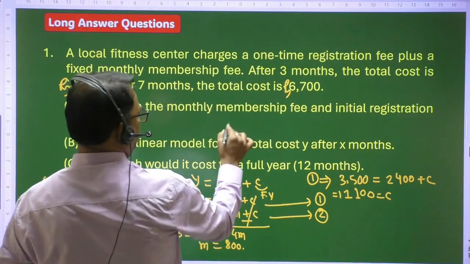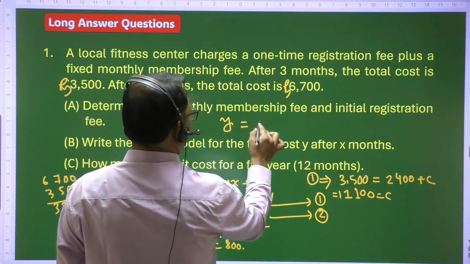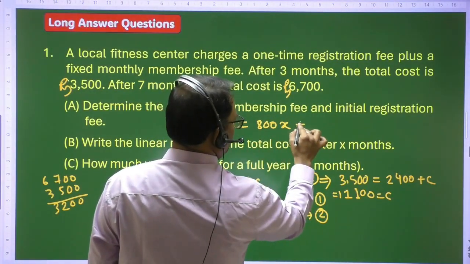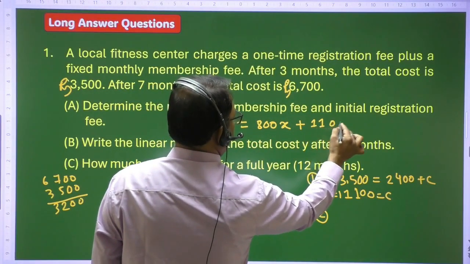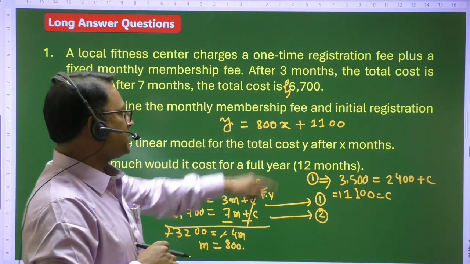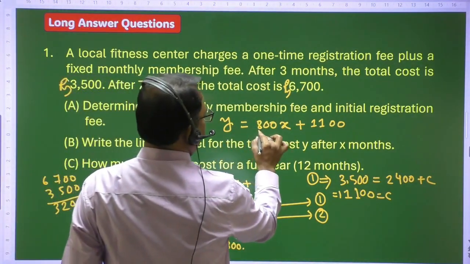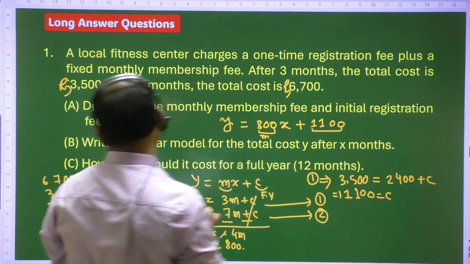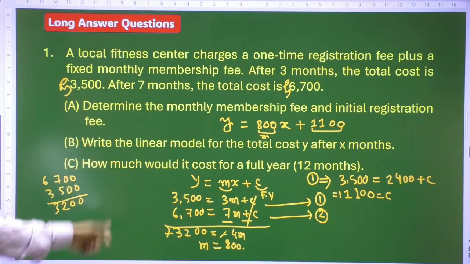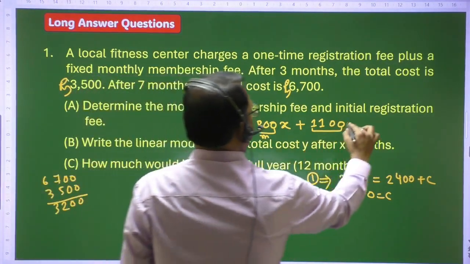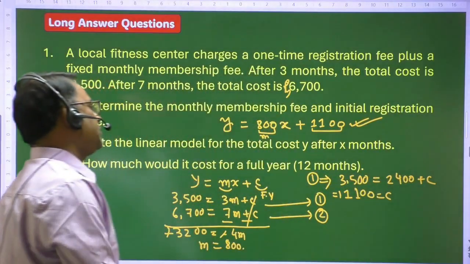So now we can say y is equal to 800 times x plus the fixed charges for the registration. I hope this part is clear. Determine the monthly membership fee. So the monthly membership fee is this one, and the fixed charges is this one. Write the linear model for the total cost y after x months. So after x months, this one is the total cost.